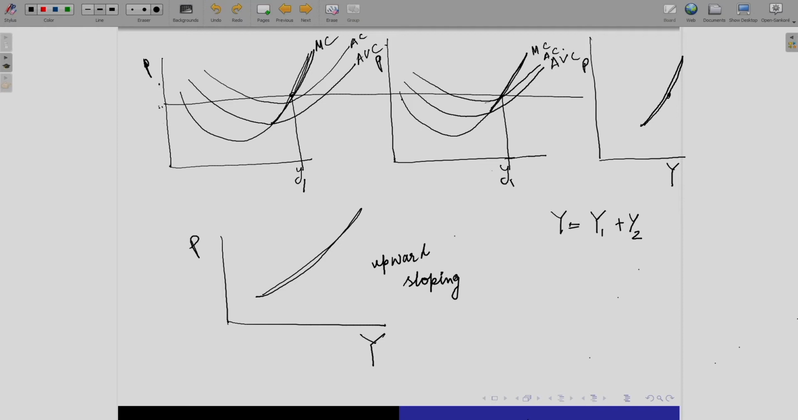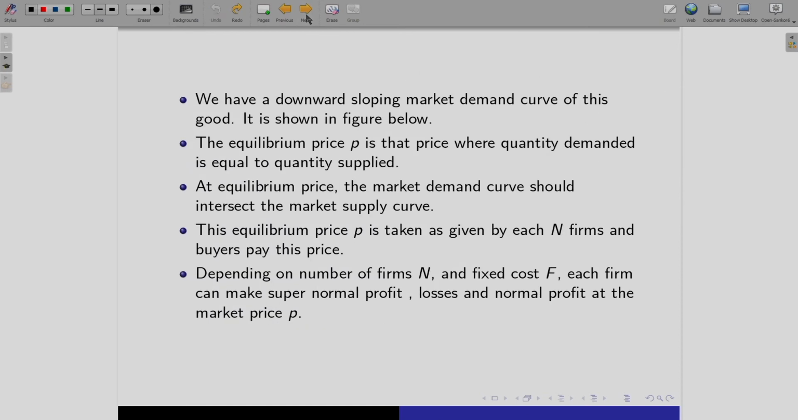Okay. That means as the price increases, quantity supplied is always going to go up. Now, we have to derive the market equilibrium price, that this price which each firm takes as given, we have to determine that. How do we do that? So, we know that the market demand curve is a downward sloping demand curve. We have assumed that at the very beginning.